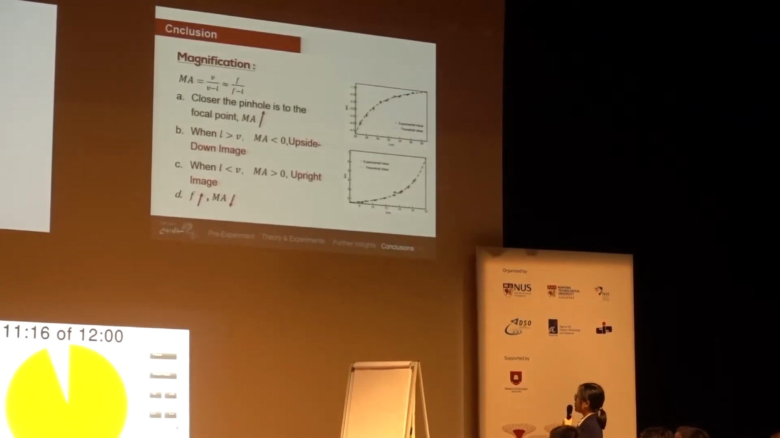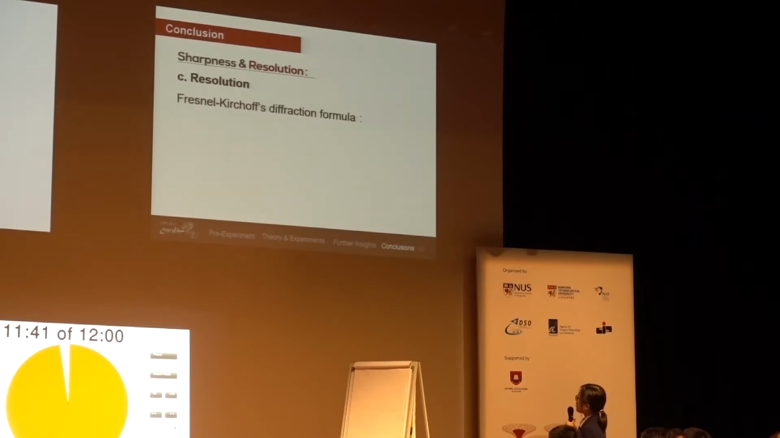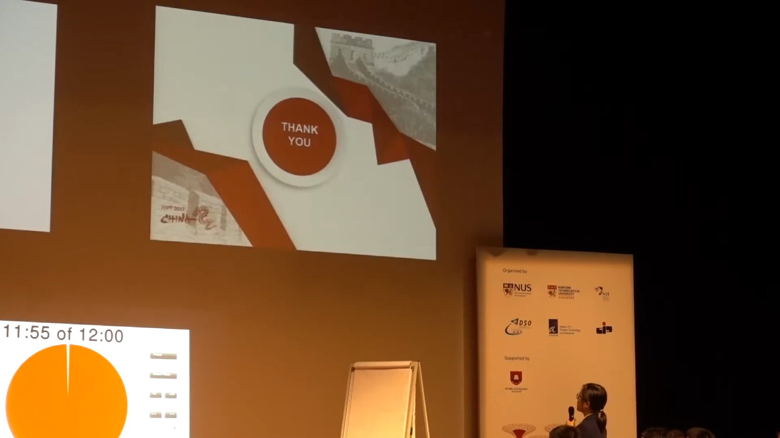For magnification, we can see that MA equals F over F minus L, and there exist an upside down image and an upright image. When F is larger, the MA is smaller, and the closer the pinhole is to the photo point, the larger the MA is. This is verified by our experiments. Also the sharpness first increases then decreases, the contrast remains the same, and the resolution first decreases then increases. The resolution can be calculated by the Fresnel-Kirchhoff diffraction formula. And brightness is proportional to D squared. And further, we can explain this phenomenon in Fourier optics. And here are our references. And thank you.